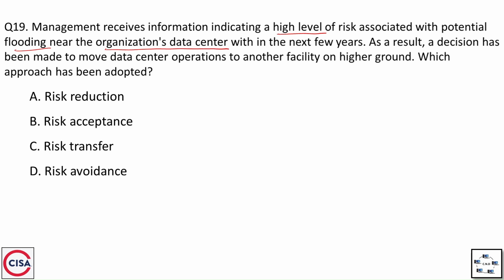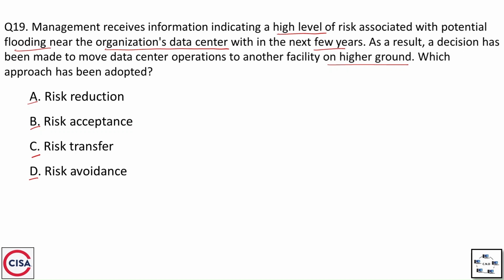Question number 19. Management receives information indicating a high level of risk associated with potential flooding near the organization data center within the next few years. As a result, a decision has been made to move data center operations to another facility on higher ground. Which approach has been adopted? Option A, risk reduction. Option B, risk acceptance. Option C, risk transfer. And option D, risk avoidance.